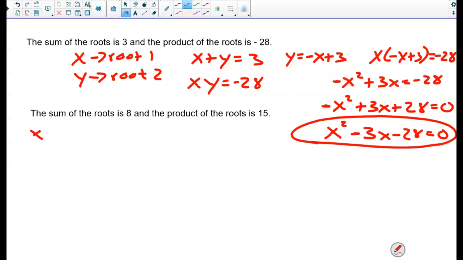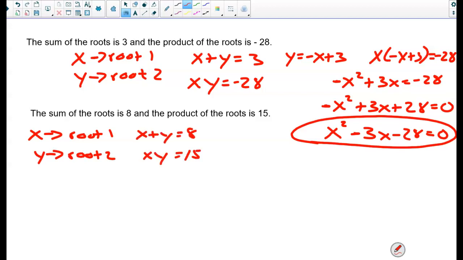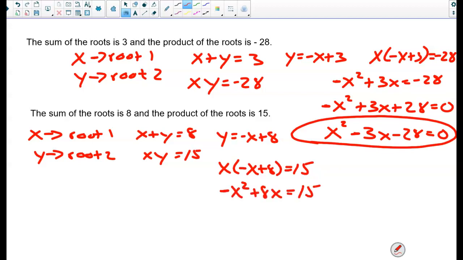Second one, same deal. We'll say x is root 1. We'll say y is root 2. x plus y equals 8. xy equals 15. I'm going to solve for my y. y equals negative x plus 8. So x times negative x plus 8 equals 15.